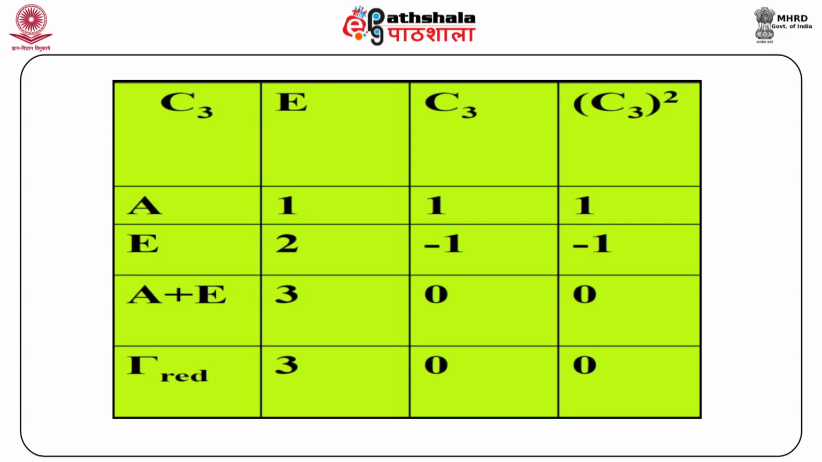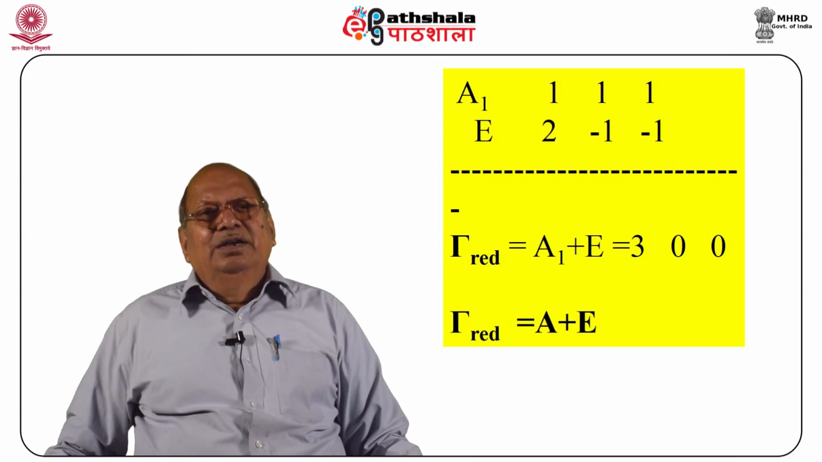That is, I have to reduce, say, tau reducible 3, 0, 0, and I want to reduce it to irreducible representations. Now, if I simply add A and E together, that is A plus E, we get the characters 3, 0, 0, which is the same as tau reducible. That is the same as shown over here. A1 is 1, 1, 1, E is equal to 2, minus 1, minus 1. Therefore, tau reducible is equal to A1 plus E, which is 3, 0, 0. Therefore, tau reducible is equal to A plus E.